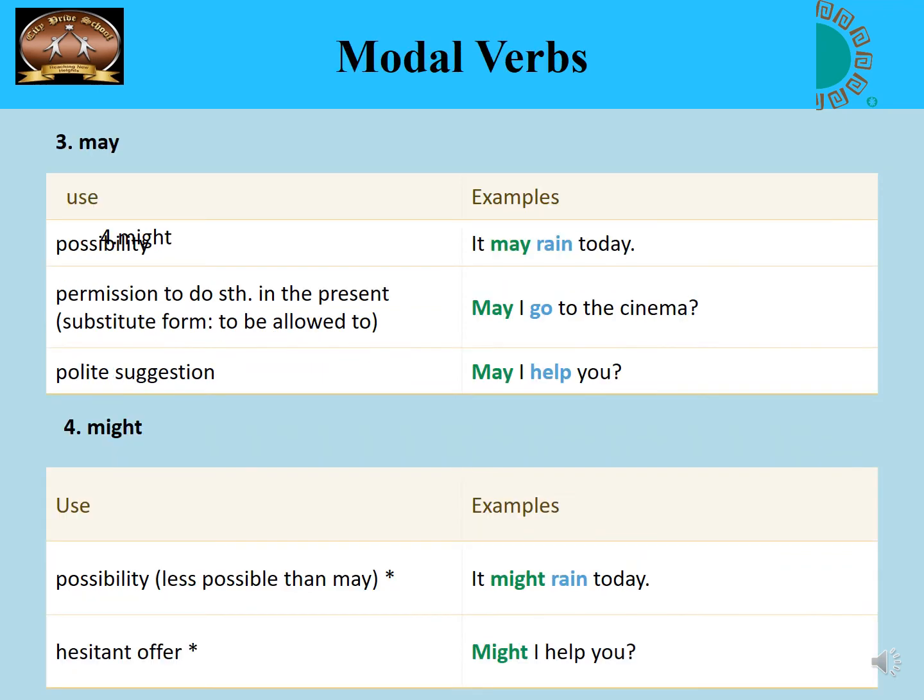See the examples of may and might. May, possibility. It may rain today. It might rain today is less possible than may. Permission to do something: may I go to the cinema? Polite suggestion: may I help you? Hesitant offer: might I help you?